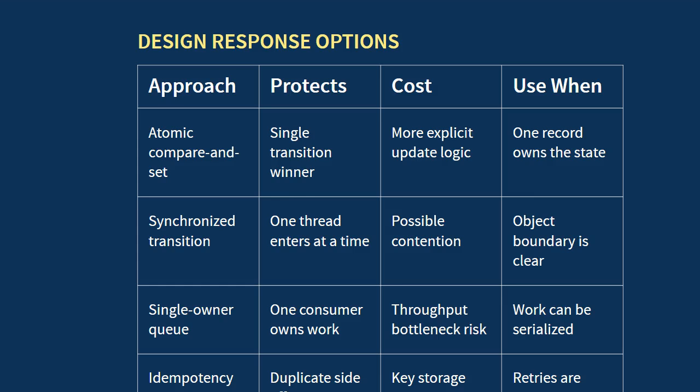Compare and set makes one transition winner. Synchronization admits one thread at a time. A single owner queue serializes ownership. Idempotency keys control duplicate side effects. Which one should I choose first? Choose the simplest mechanism that directly protects your invariant and leaves evidence. A record transition may fit compare and set. Retry heavy external calls may need idempotency.